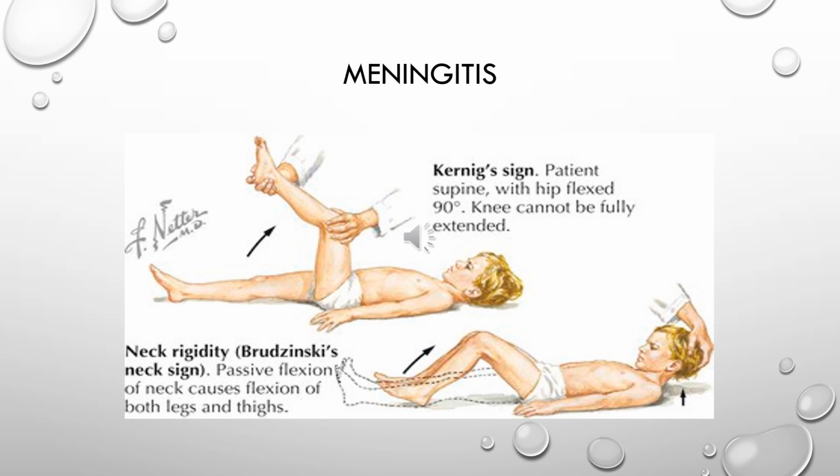I will tell you, NCLEX wise, I have seen questions where they ask you about these tests, so I would understand the difference between Kernig's versus Brudzinski's and how these tests are performed. So understand that Brudzinski's is passive flexion of the neck causing the legs and thighs to kind of pull up. So when you pull the neck forward, those knees and stuff draw up. And with Kernig's, you have a hard time extending that knee out without causing them pain. So just understand the difference in these two different tests that can be performed.